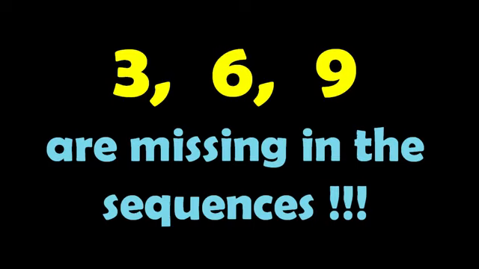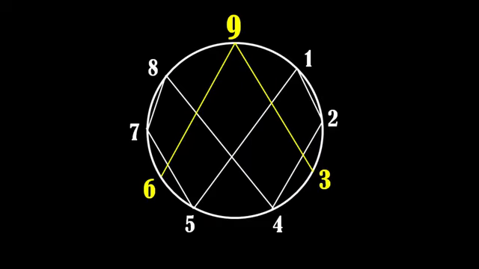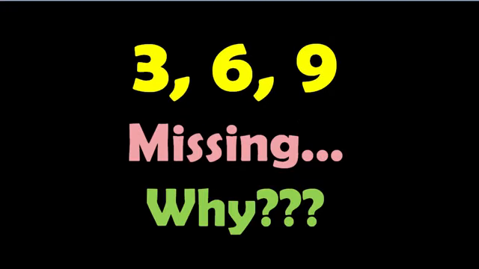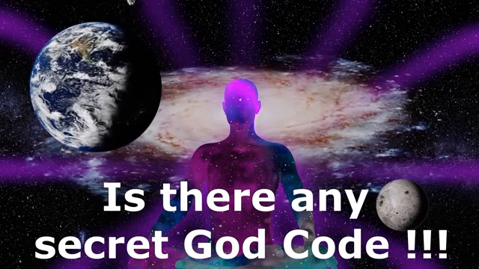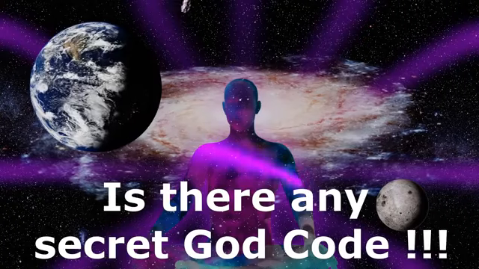In both the sequences, numbers 3, 6, and 9 are missing every time. In the diagram, these repeating numbers 1, 2, 4, 8, 7, and 5 are shown in white color. And the numbers that are missing in the sequence every time, that is 3, 6, and 9, are shown in yellow color. But what does the absence of numbers 3, 6, and 9 in the sequence mean? Does it point to any secret code of God or some mystery of the universe?